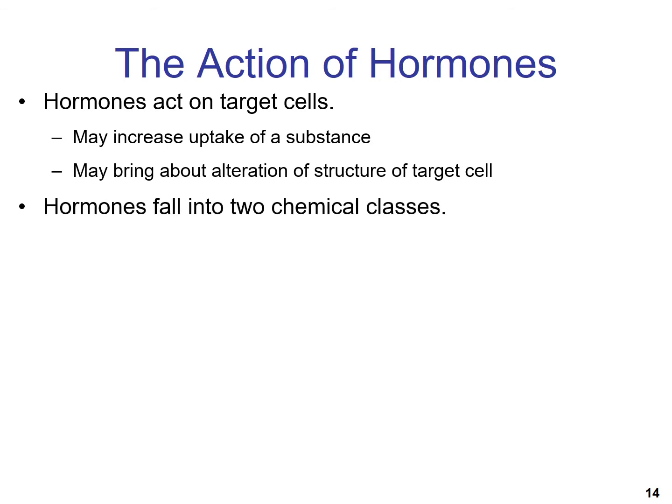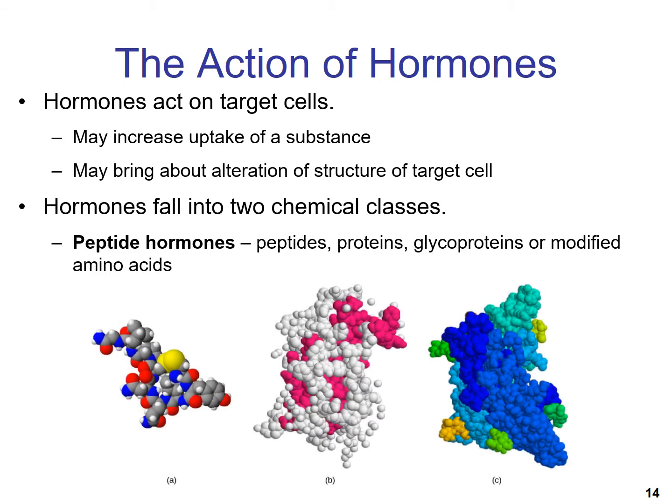There are two main structural or chemical classes of hormones. There are peptide hormones, which include peptides, proteins, glycoproteins, modified amino acids. The most important thing that I want you to get out of this, and you see the modified amino acid on the left, is that all of these different types of hormones are built from amino acids. So they may be a single modified amino acid, or they can be a much more complex peptide or protein that's built from amino acids.